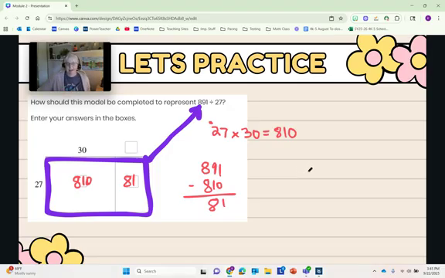We know it's not 1. We know it's not 2. Let's try 3. 27 times 3. 7 times 3 is 21. Write the 1, carry the 2. 3 times 2 is 6 plus 2 more. Well, that was easy. It's 8. It's 3. That completes all of the boxes, which is all it's asking you to do. I'm going to take it one step further and answer the problem. 891 divided by 27 is 30 plus 3, or 33.